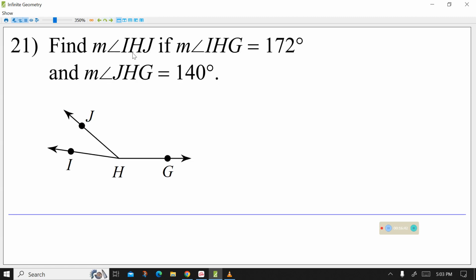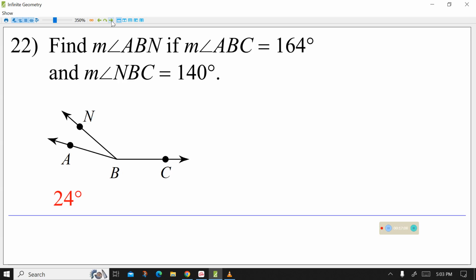All right, 21. Okay, it tells you to find IHJ. So IHJ is one of the pieces. So since I have to find a piece of the angle, I'm probably going to end up subtracting. We see we got 32, right? So this means that 32 plus 140, JHG, if I add those two up, I should get 172. So notice when I'm looking for a piece of the angle, it looks like I'll probably have to subtract, okay? And when I'm looking for the whole angle, I have to add up the two pieces.